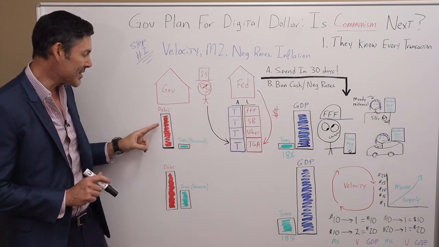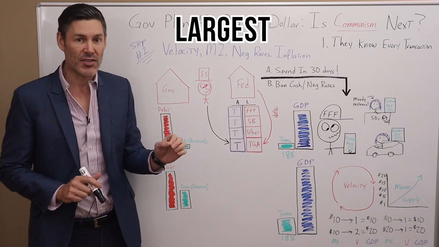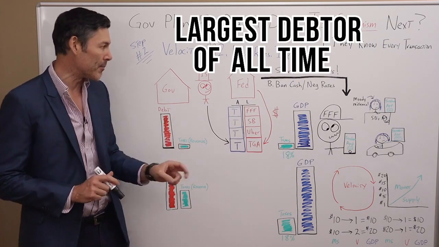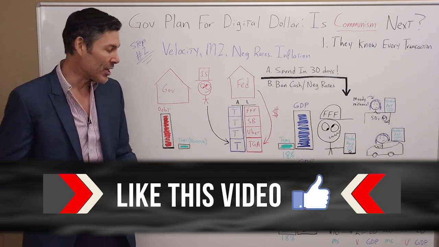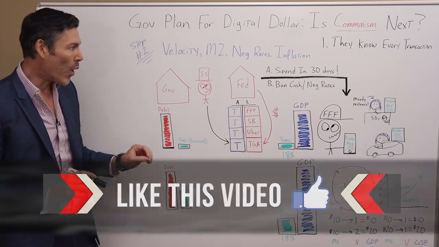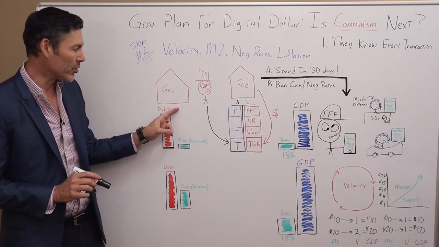The government has debt. We know they are the largest debtor of all time. Your drunk, insolvent Uncle Sam has been spending money like a drunken sailor. But why is inflation important to the government?